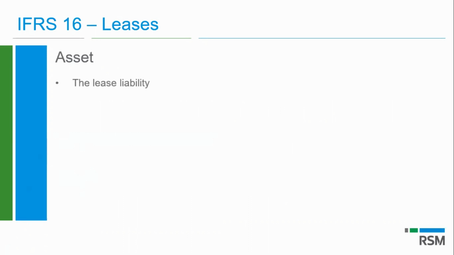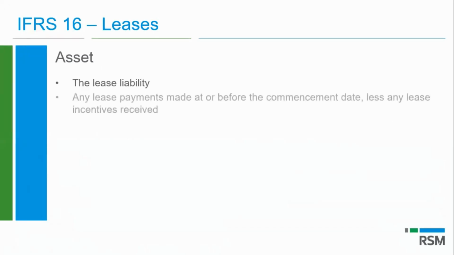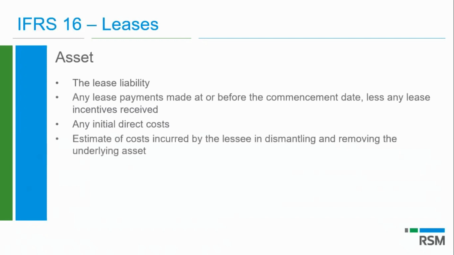It starts, like I said, with the lease liability. You'll see that in the journal entries in the case study that I will do now. Next, you would add to that any lease payments that you've made at or before the commencement date, and then you would deduct any lease incentives that you might receive for signing the lease. Any initial direct costs you would also include in the cost of the asset, and then any estimates of costs incurred by the lessee in dismantling or removing the underlying asset. So those are things that would go into the cost of the asset at initial recognition.